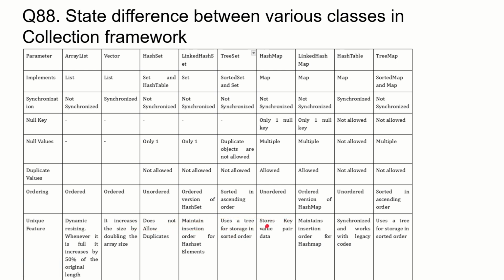Unique feature of hash map is that it stores key value pairs. Linked hash map maintains the insertion order. Hash table is synchronized and works with legacy code. A unique feature of tree map is that it uses a tree for storage in sorted order.